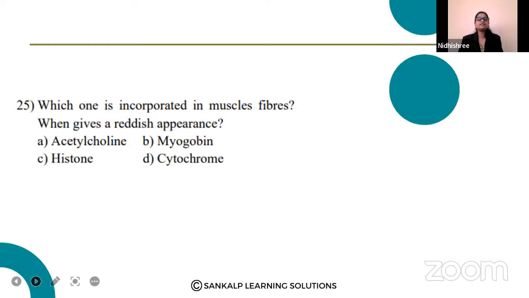25th question goes like this. Which one is incorporated in muscle fiber which gives a reddish appearance? Due to what is the reddish appearance of muscle fibers? It is due to what? A, acetylcholine; B, myoglobin; C, histone; D, cytochrome.